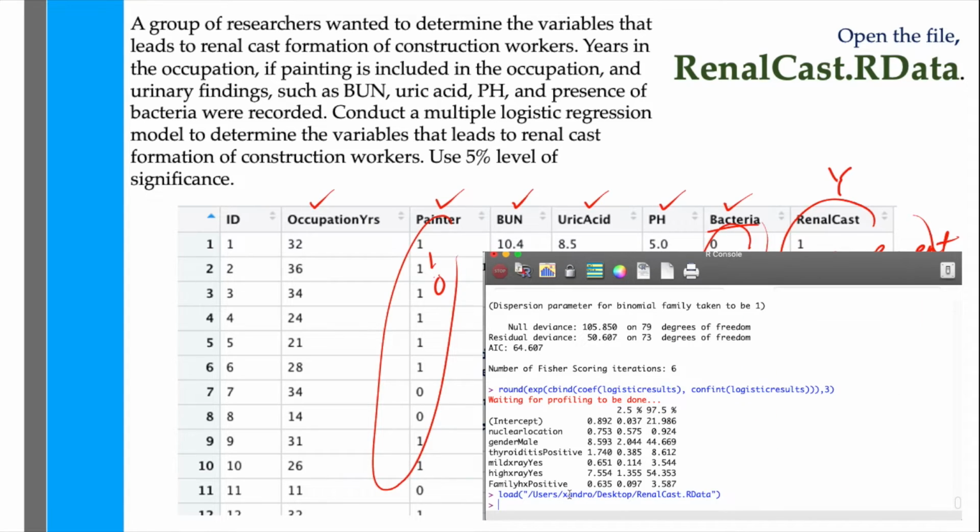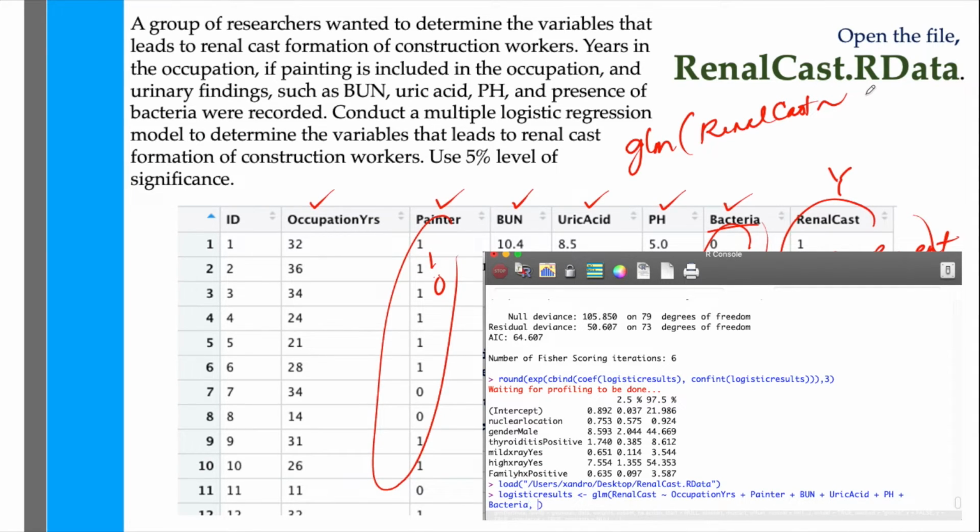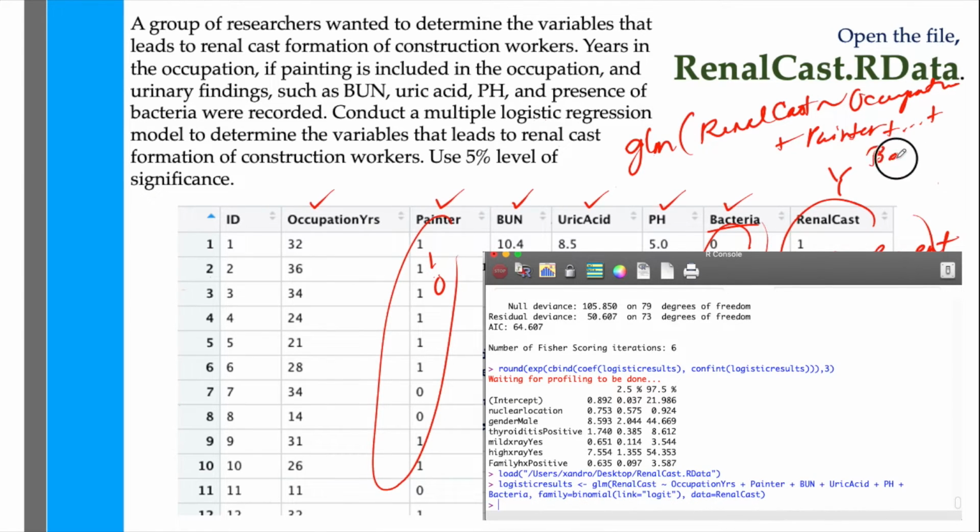So let's proceed. So we're going to make use of, again, the GLM function with y coming first. So in other words, we're going to make use of renal cast and then the independent variables such as the occupation years plus painter up to plus bacteria.